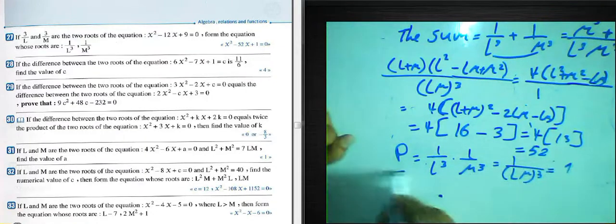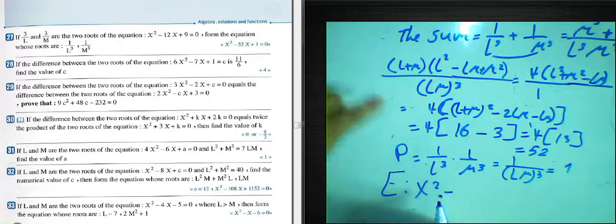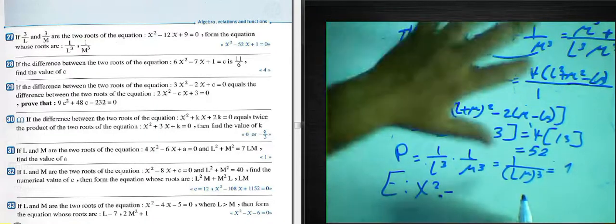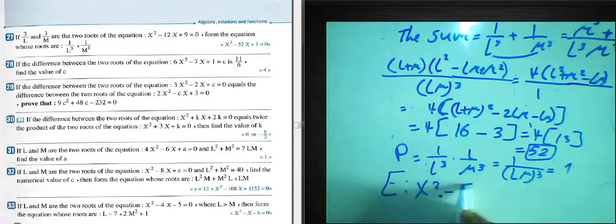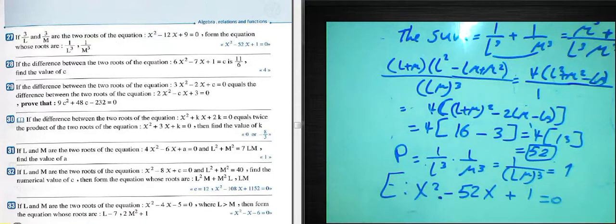So we can write the equation: x power 2 subtract the sum. The sum was 52, so 52x, plus 1 equal 0. That was question 27. It's okay.